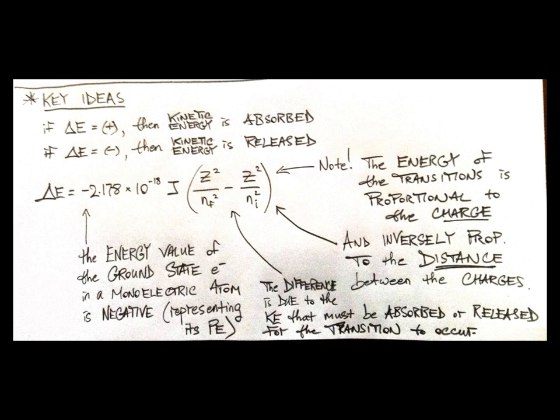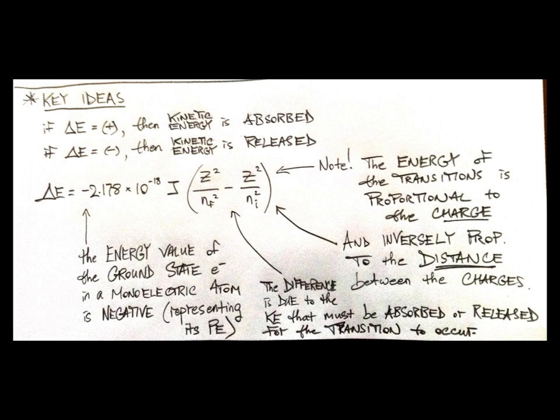Recall that the equation below was derived from comparing two different states. And that constant, negative 2.178 times 10 to the negative 18 joules, was derived from the potential energy that an electron has in the hydrogen atom. It is the energy value of that ground state electron. And of course, since that electron is bound, attracted to the nucleus, it is a negative value.